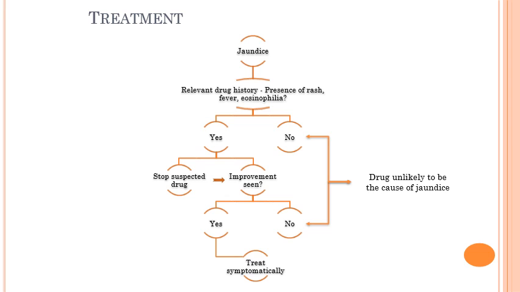And at the first stage, when we were determining the relevant drug history and the presence of rash, fever, and eosinophilia, if there is no relevant drug history and these kinds of symptoms are also not present, then again the drug will not be the causative agent of the liver failure, and we have to go for further diagnostic tests to determine the cause of the liver failure.